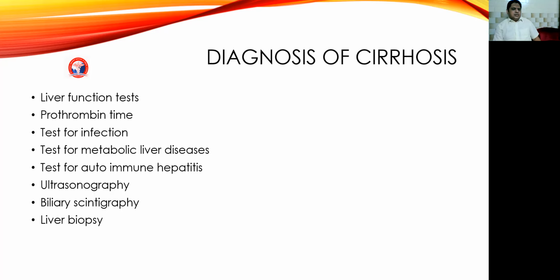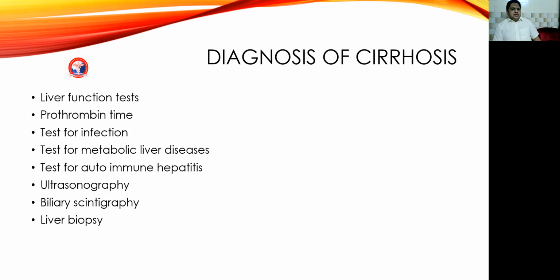Next we go to prothrombin time. So in case of liver disease, there is prolongation of the bleeding time and clotting time. So we have to check the prothrombin time. So most of them present with bleeding disorders. Next one is test for infections. Test for viral infections. You have to check for hepatitis B and D and C.